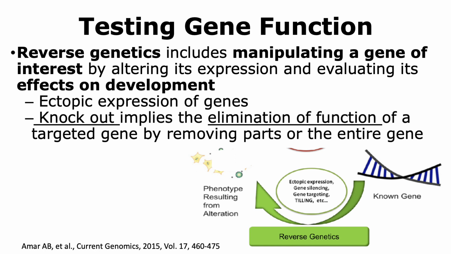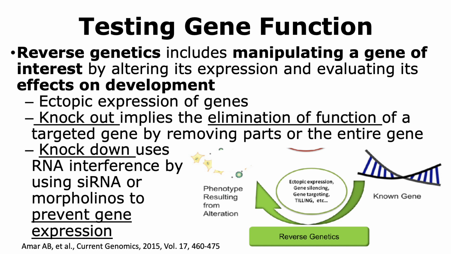This can be done by knocking out the gene, which implies the elimination of function of the targeted gene. Another way by which we can reduce the expression of the gene is through knockdown strategies that use RNA interference or siRNA to prevent the expression of the gene.